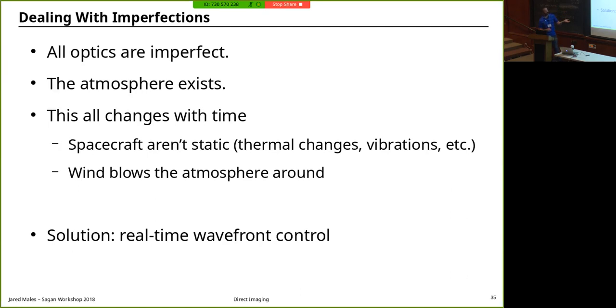And on the ground, we have this problem of the wind blowing the atmosphere around over our telescope, sometimes at very high rates. So the solution here is real-time wavefront control. We can't wait for those photons to land on our focal plane. If we do that, it'll swamp our image of the planet, and we'll never detect it. So in real time, which means that as we're taking data, we have to be controlling the wavefront as we go.